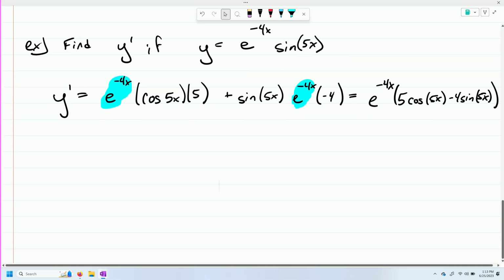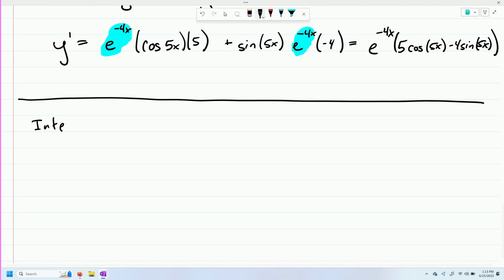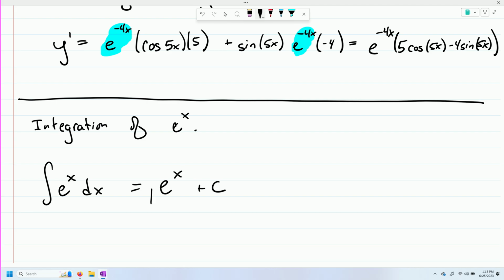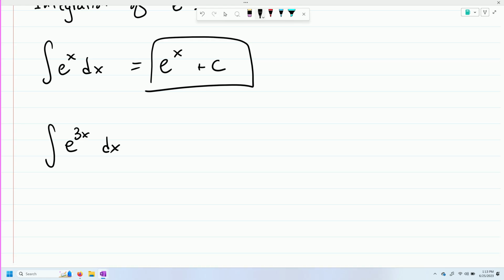Now, the same thing applies when we were integrating. In general, the integral of e^x dx is equal to e^x plus c. But here's the problem: this is a very specific example, when you have just a function of x and it's literally the variable x. Now the question becomes, what if you wanted to integrate, let's say, e^(3x) dx?